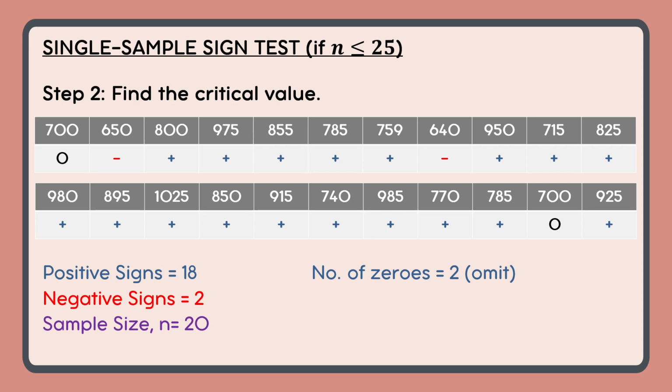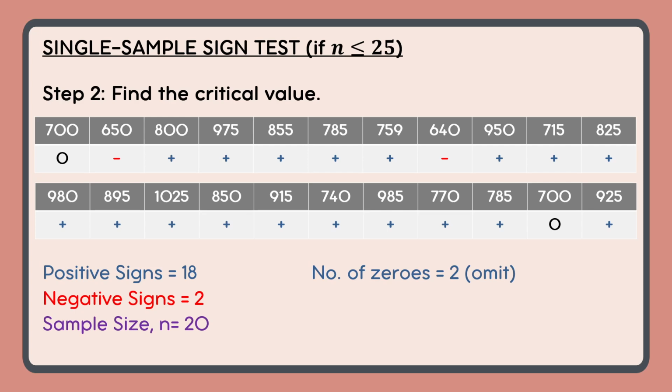Say for example here, we have 700. 700 is equal to the hypothesized median, so we will assign it a 0 sign. 650 is below the $700 hypothesized median, so we will assign it a negative sign. 800 is above the $700 hypothesized median, so we will assign it a positive sign. So do this along with the rest of the data values.